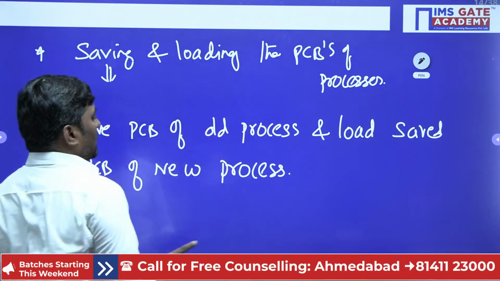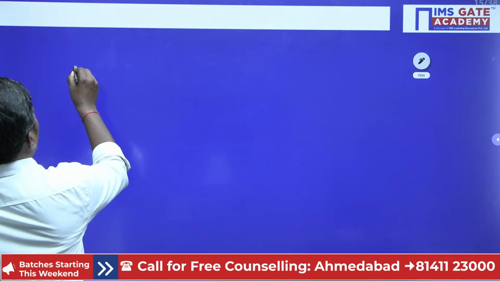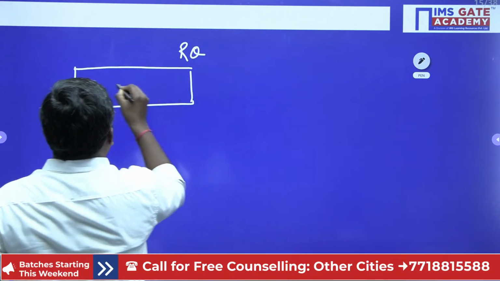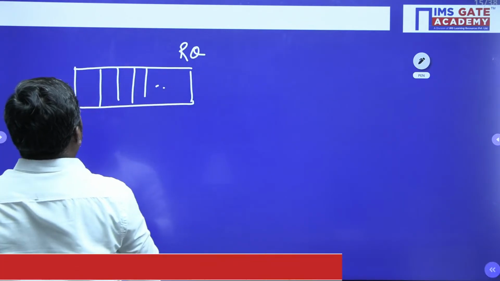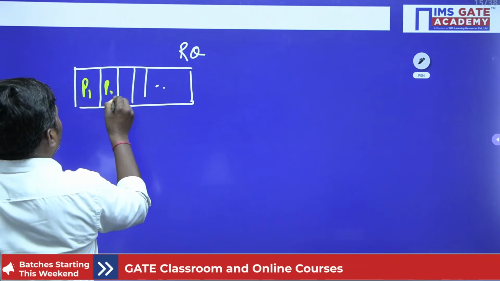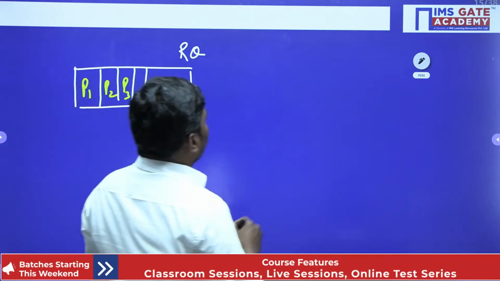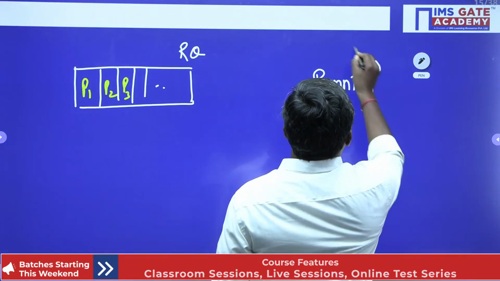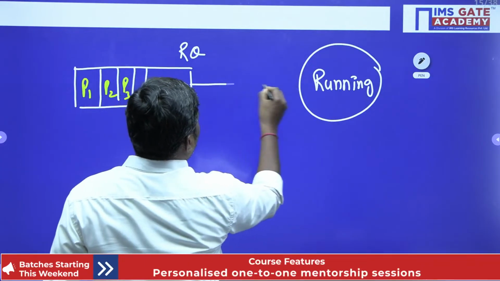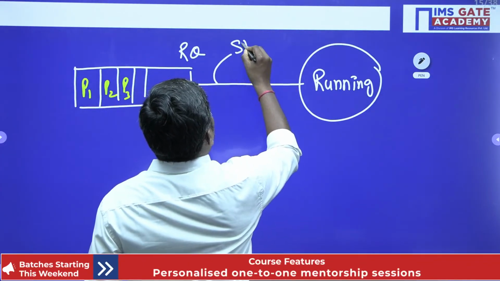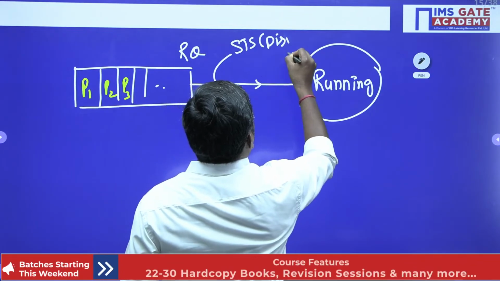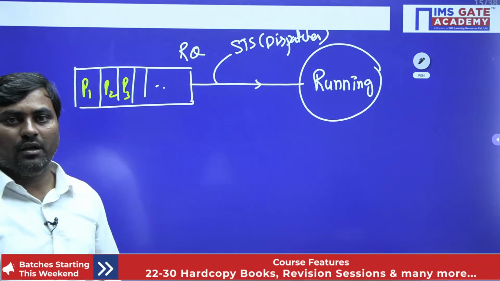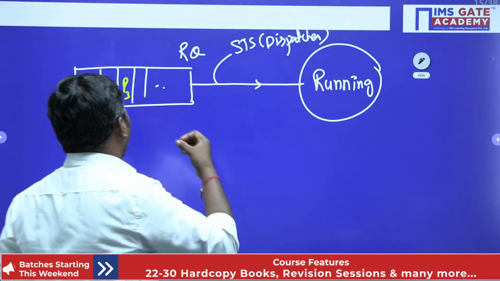So let's try to understand this point clearly. So this is a ready queue, okay? Ready queue. So we have processes. Let's take process P1, process P2, process P3 are there, assume that. Here is the running state, right? Here who is there? Short-term scheduler will be there, that is, the dispatcher will be there. Dispatcher is the worker of the short-term scheduler. So what is the short-term scheduler's functionality? You have to pick a process to load.